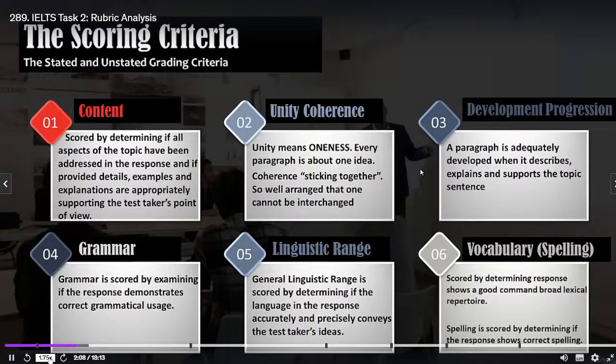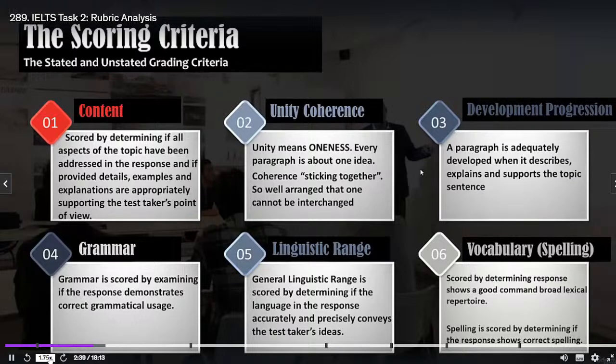Do you provide specific details, specific examples? Do you have great explanations that are supporting your point of view? Next, of course, it's an essay, so they're looking at unity and coherence. Not just coherence, but they also are looking at unity. Unity means oneness, which means every paragraph is about one idea. And when it comes to coherence, they're talking about your sentences really sticking together.